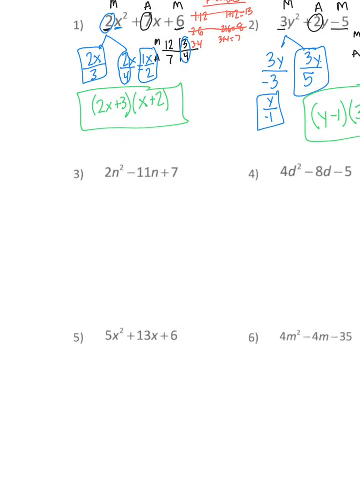Okay, number 3. Label my 3 parts and write my box. I've got 2 times 7, which gives me 14, and I've got negative 11 in my add column.